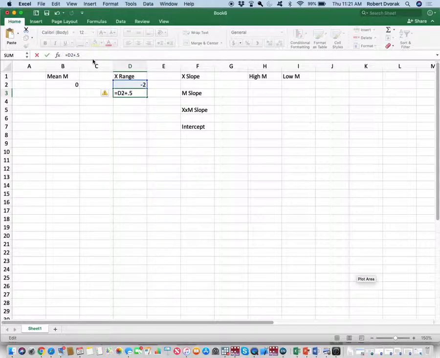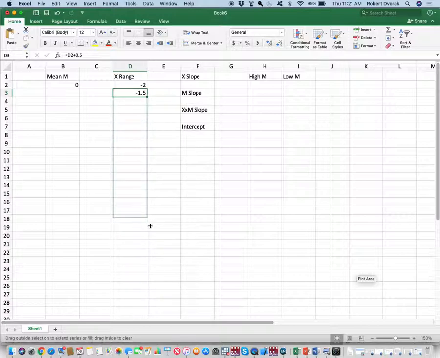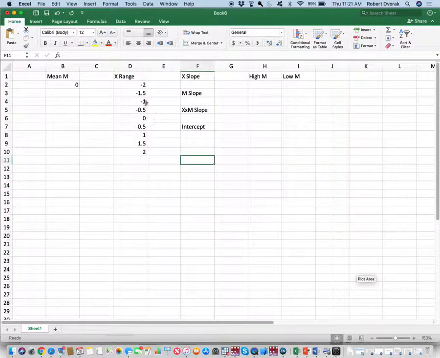Plus. I should put a plus sign in there. All right, grab that, drag it down a little bit. Stop. I'm going to move that back up right there. So we have -2 to 2. Does that make sense? Are we all tracking?